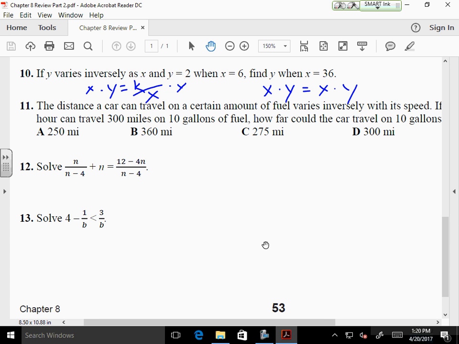We know x and y, 2 and 6. X is 6, y is 2. We need to find the y when x is 36. Six times 2 is 12 equals 36y. Divided by 36, y equals 1/3.